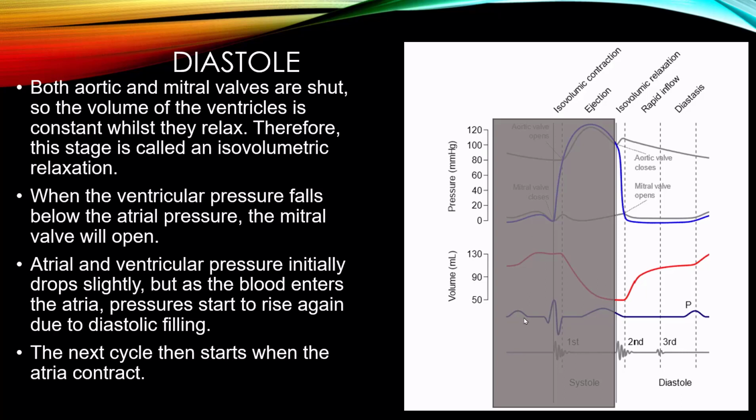When the atria contract, the P wave appears on the ECG graph. When the ventricle contracts, the QRS complex occurs on the ECG graph, and when the ventricle relaxes or repolarizes, the T wave appears on the ECG graph.